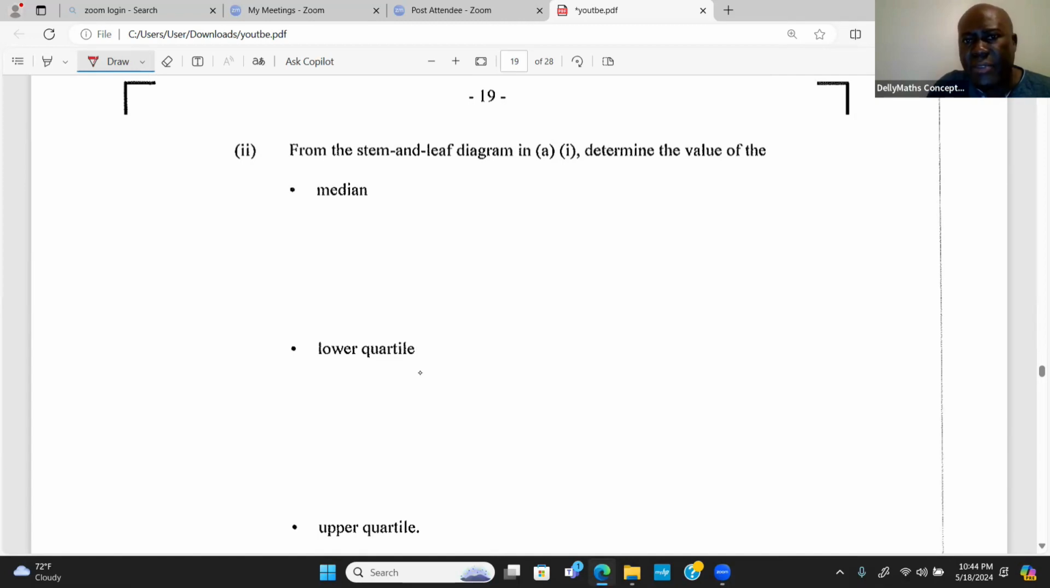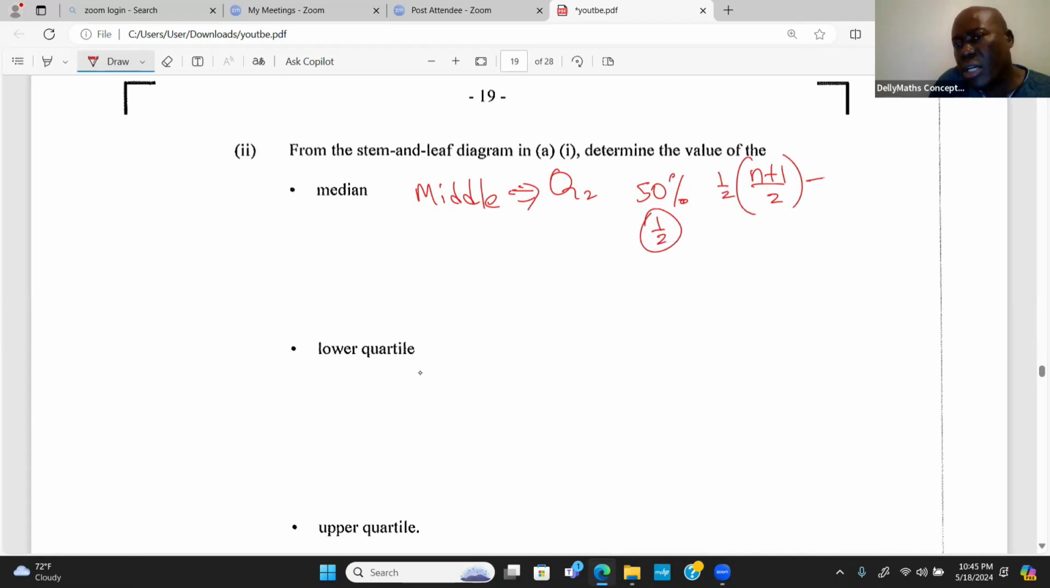It says from the stem and leaf that we have, we want to determine the values as follows. The median. Median is the middle, all right? When we speak of middle, we're talking about your Q2, which is your second quartile, which is 50% of your data. We normally find the position of the median by saying N plus 1 over 2 will guide us to where it is. So 50% is actually a half of the data.